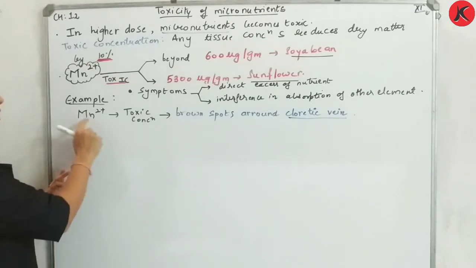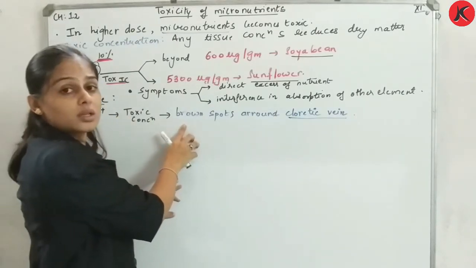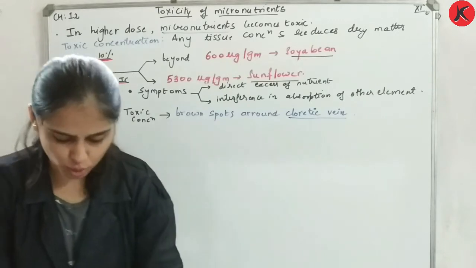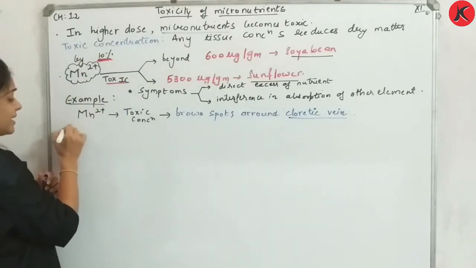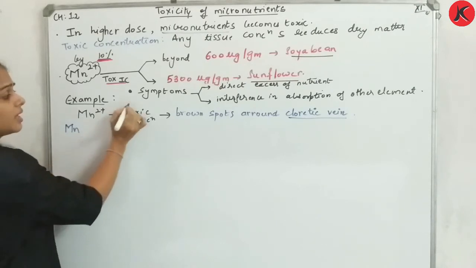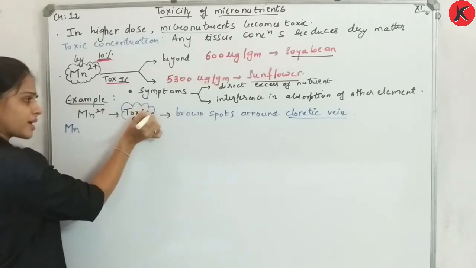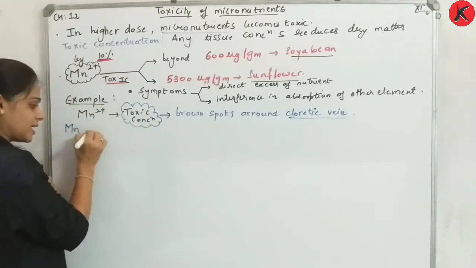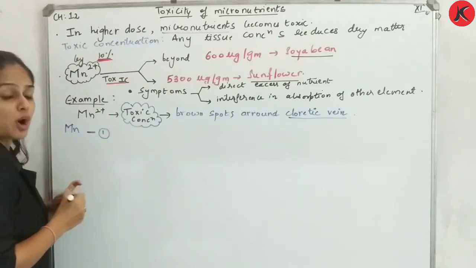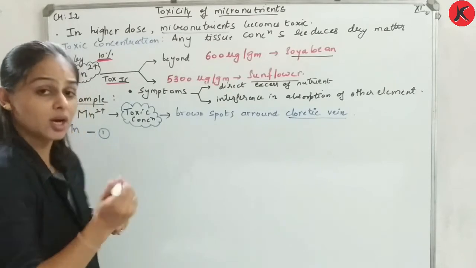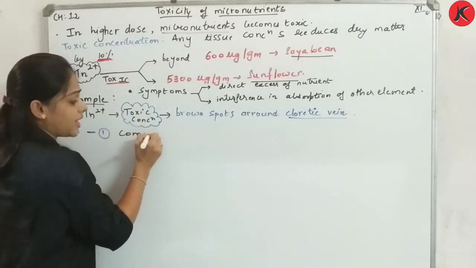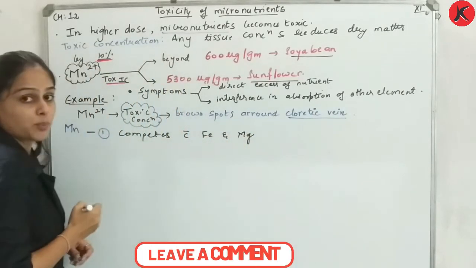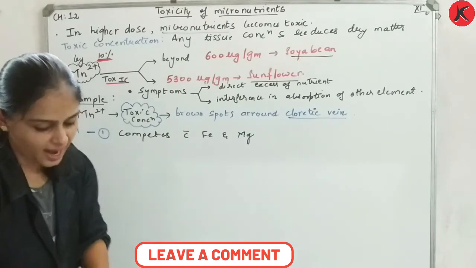Manganese मैंने बोला, right? अगर manganese ज्यादा है तो there is appearance of brown spot around chlorotic vein. Yes or no? अब भाई देखो ये जो manganese है, ठीक है, हम नहीं बोल सकते कि this is due to toxicity of manganese. क्यों नहीं बोल सकते? As this manganese is responsible. What it is inhibiting. I can say it competes with iron and magnesium. Point number 1. Point number 2 says that it inhibits.